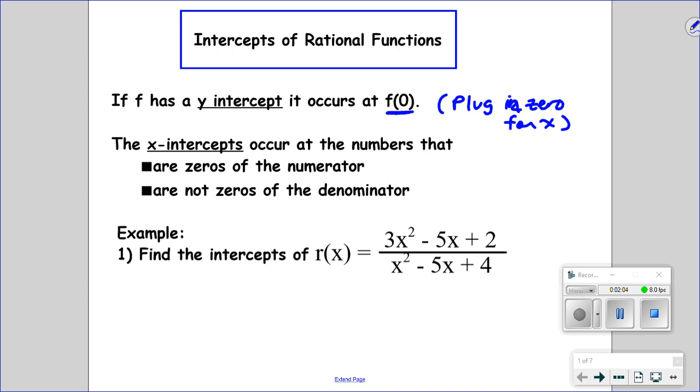Okay, so let's look at our first example. Find the intercepts of r of x. To find the y-intercept, I want to show you what happens with rational functions when you find f of 0. Because honestly, I can look at this equation and tell you what the y-intercept is without doing any work. If I find r of 0, meaning I plug in 0 for x, what are you going to be left with?